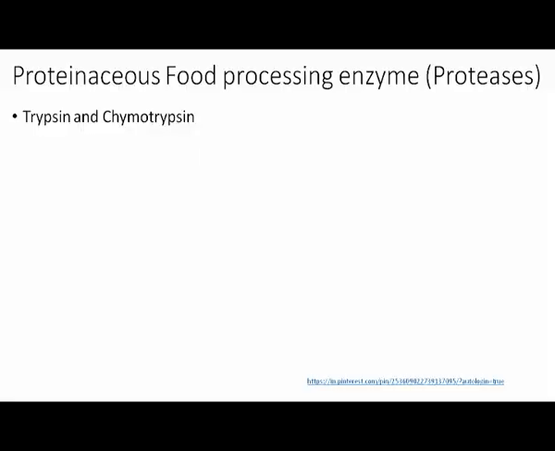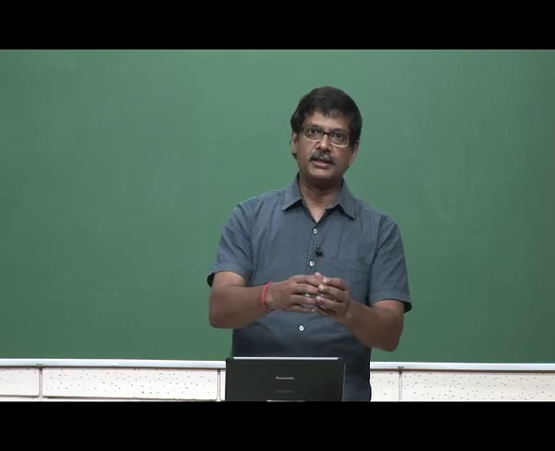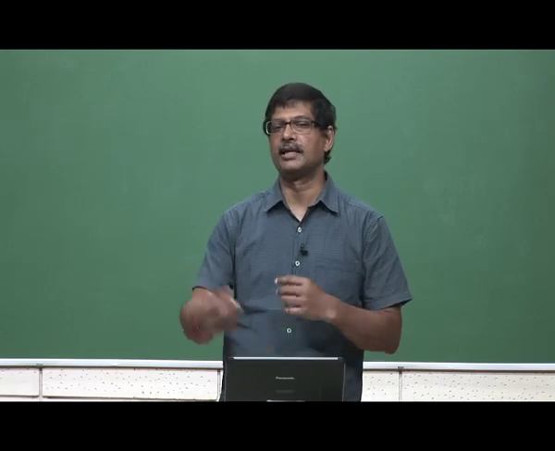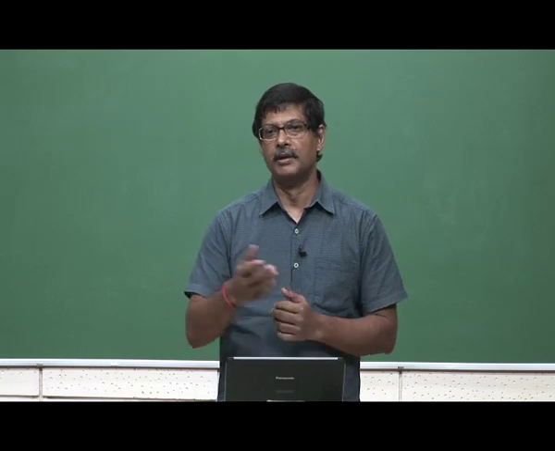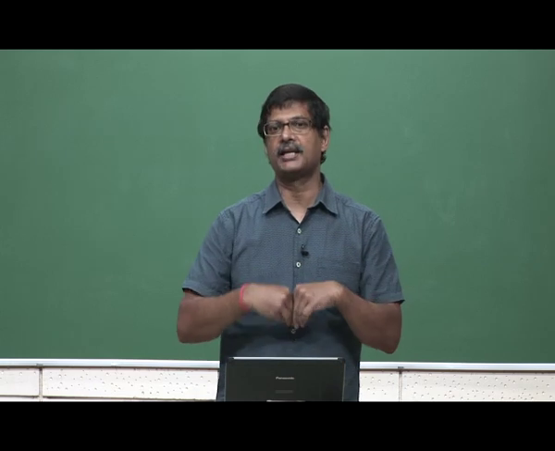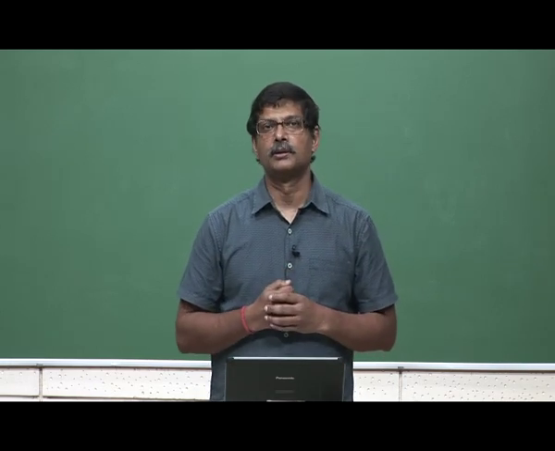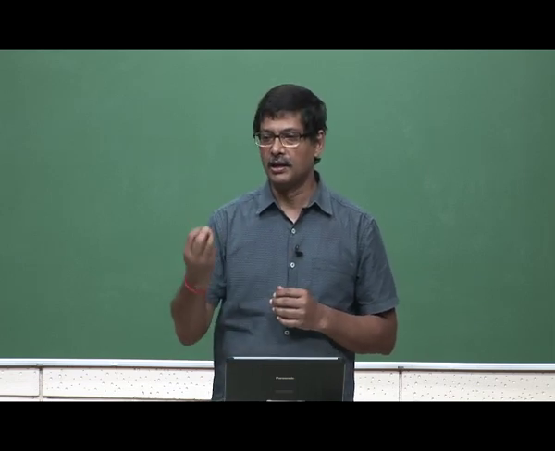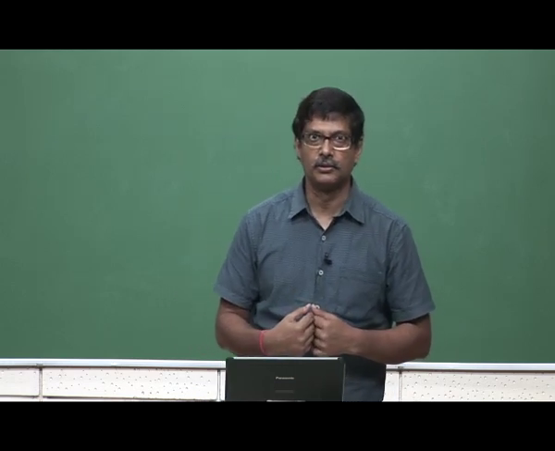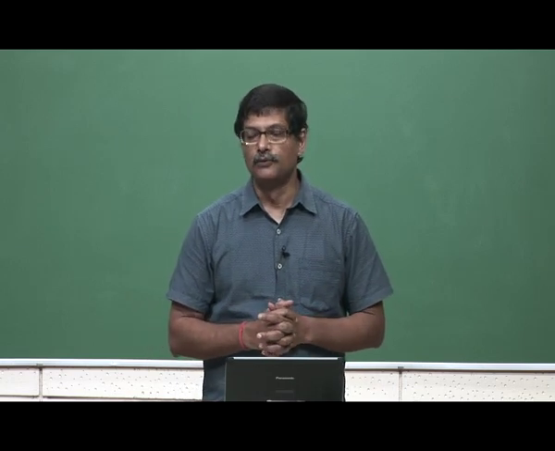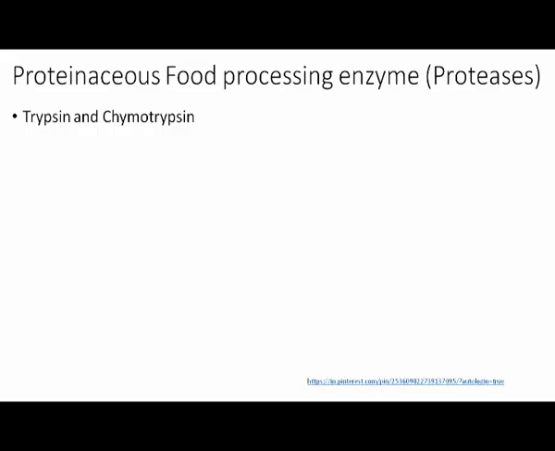For example, here we look at the proteinaceous food processing enzymes, that is the proteases. What are proteases? The enzymes that work on proteins. If they work on proteins, they will break the proteins. So, when we ingest proteins, whether pulses or fish or some other meat or milk, those proteinaceous products immediately undergo processing with the help of enzymes called proteases, which ultimately release the amino acids which are taken up by the system for processing or making its own proteins. Two very important proteinaceous food processing enzymes are chymotrypsin and trypsin. Let us look at them carefully.